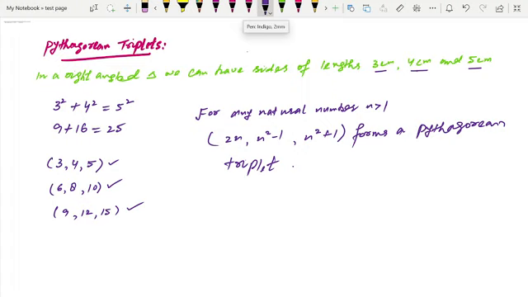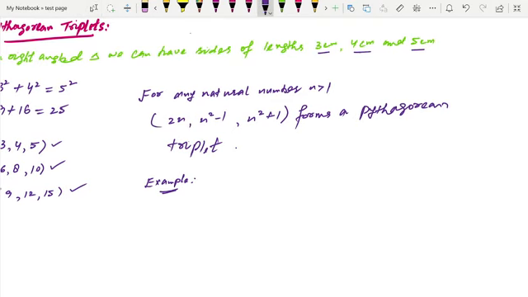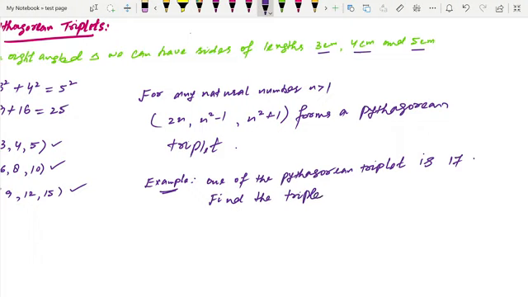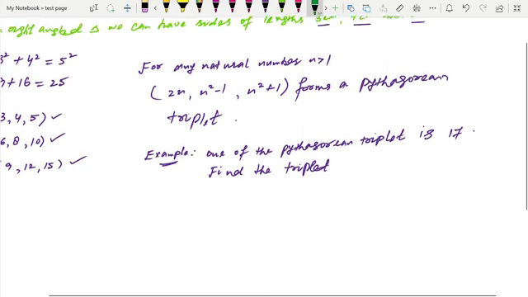Now we will take some examples to try to understand this. If we have one Pythagorean element, how can we find the other two, or how can we build a complete Pythagorean triplet? For example, one of the Pythagorean triplet numbers is 17. Find the triplet. This is my question. Now let's try to understand. Solution.